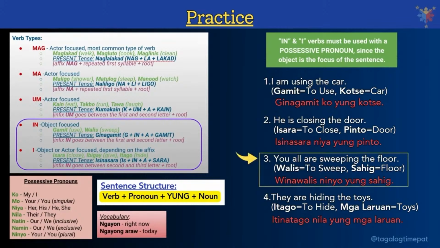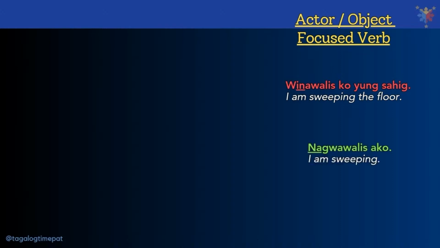Alrighty. So let's take a look at this verb walis. This is another example of where it can be an actor or object-focused verb. We learned winawalis ko yung sahig. I am sweeping the floor. That's an in verb. The focus is on the object, sahig. What are you sweeping? I'm sweeping the floor. Winawalis ko yung sahig. But you could also say nagwawalis ako.